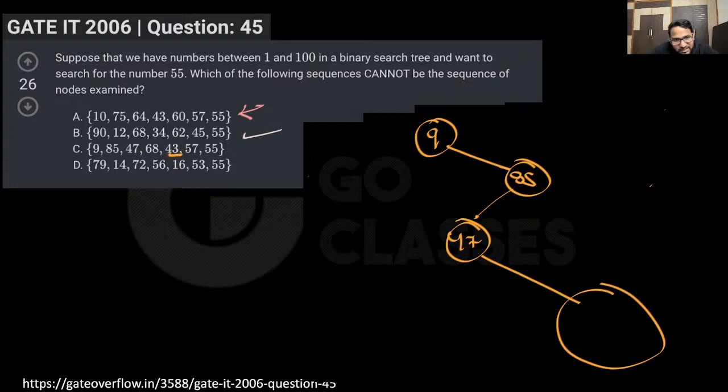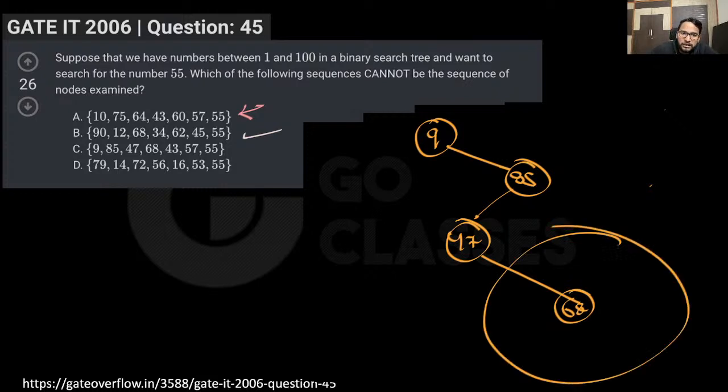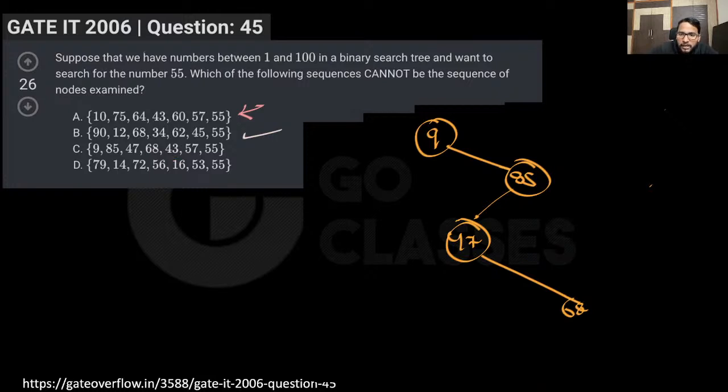I mean, you can next encounter 68, that's okay. After 47, you can encounter 68. But then, since you are in this region, you cannot encounter this 43 now. This 43 is not possible. So that's why you will say that if you are going to right of it, because you have to go to right of it because of the 55, then you cannot encounter 43 at a later point in time, right? So that's why this C is the wrong answer.